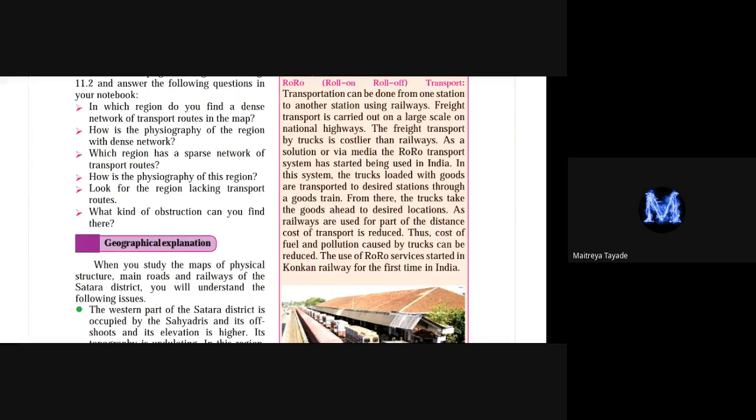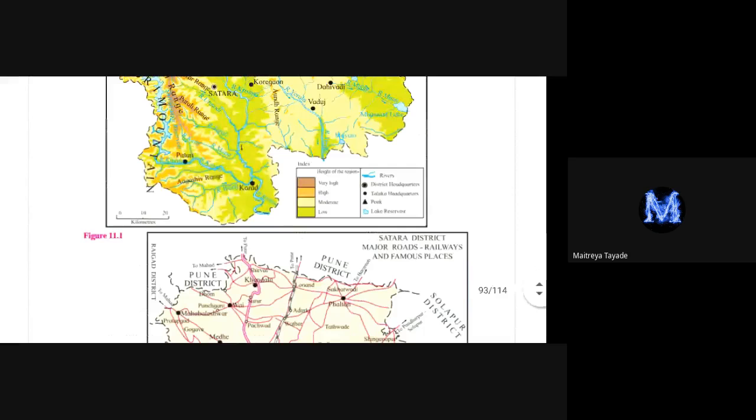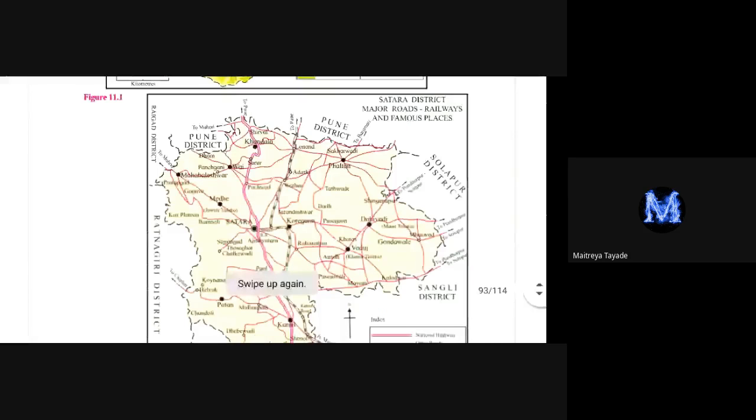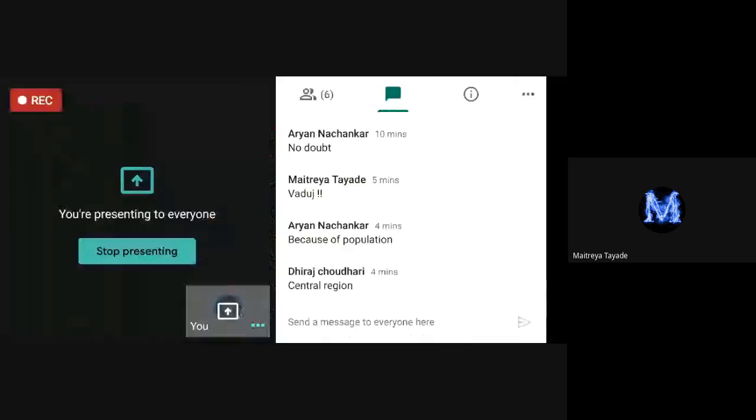So basically you have to analyze these graphs. I hope you have understood what they are telling us. Are you able to understand these graphs? We are going to see the explanation for this also, but in short I have already explained it to you.